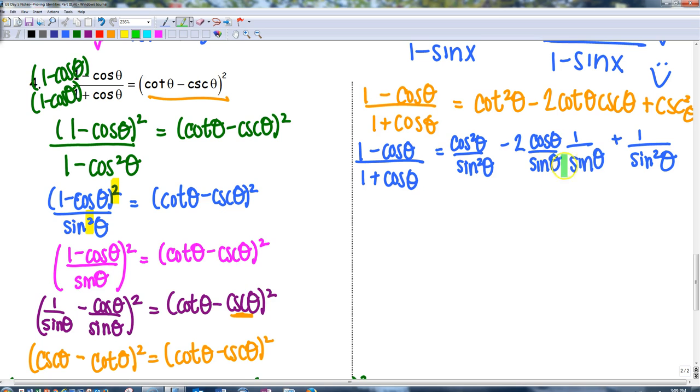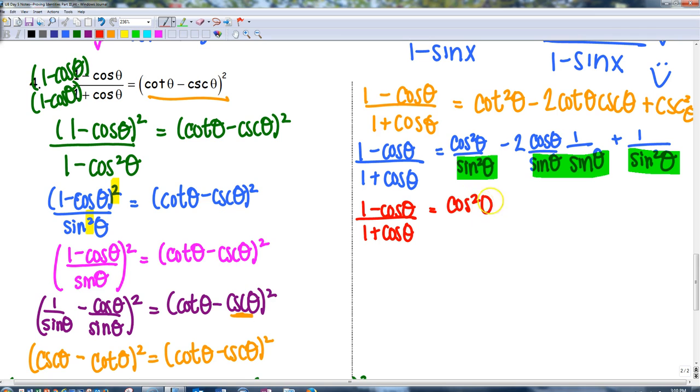So what you should notice here is that all of your denominators are sine squareds because sine theta times sine theta is sine squared theta. So let's combine all of these into one fraction, which is good because the other side is all one fraction as well. So that'll be cosine squared theta minus 2 cosine theta plus 1 all over sine squared theta.